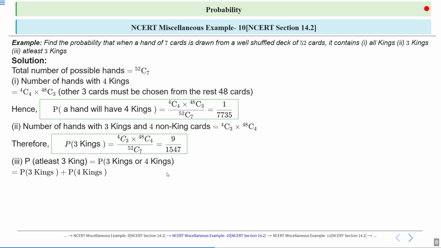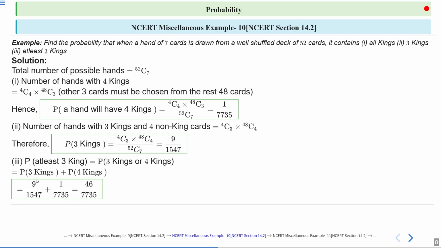So we already know that the probability of A union B is equal to the probability of A plus the probability of B when A and B are mutually exclusive events. Here, the probability of at least 3 kings means the probability of 3 kings or 4 kings, which equals the probability of 3 kings plus the probability of 4 kings. Now just put in the values.